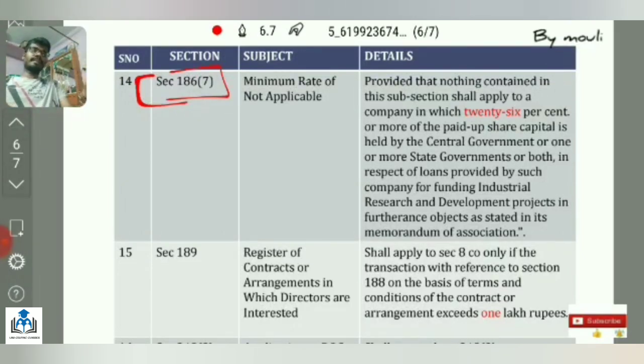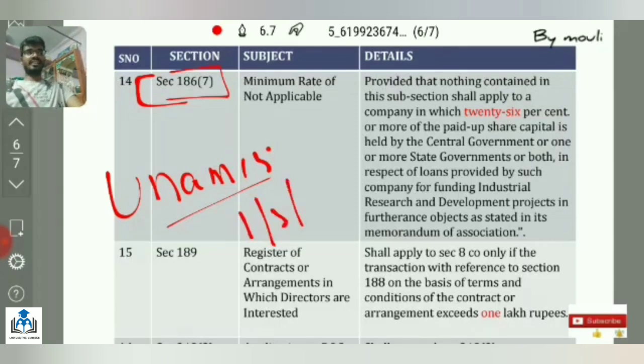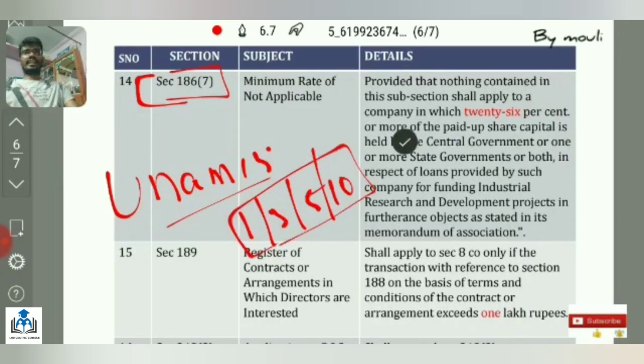Under 186, the board resolution shall be unanimous. The board resolution shall be passed, and approval shall be required. If the company has committed any default pertaining to the loan or interest related to the public financial institutions, prior approval of the public financial institution is to be taken. Also, the interest on the loan shall not be less than the government security yield, that is related to the 1 year, 3 year, 5 year or 10 year, whichever is closest to that tenure, right? That yield is the minimum interest rate point. It is not applicable to a Section 8 company if it satisfies this condition.